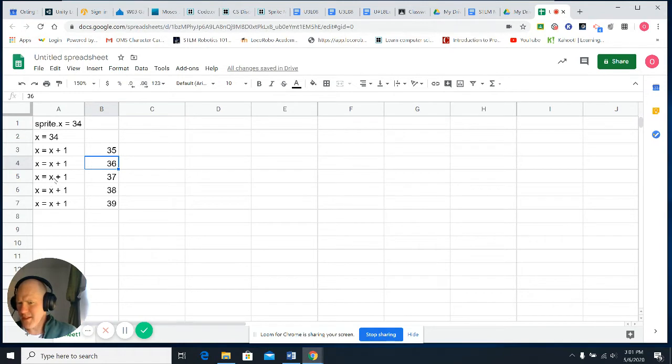Then you move down. X equals x plus 1. So the new x equals the old x plus 1. The old x was 36, plus 1 is 37. Now we move down. The new x equals the old x, 37 plus 1, which is 38. And it just continues on. And what that's going to do is as x moves up, it's going to give the illusion that your sprite is moving to the right.